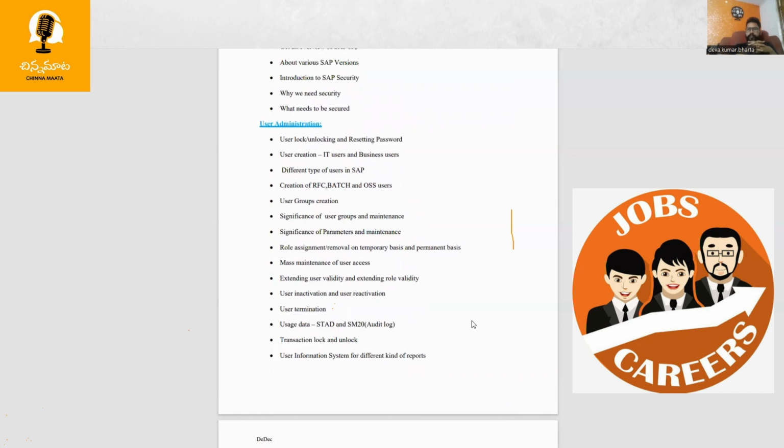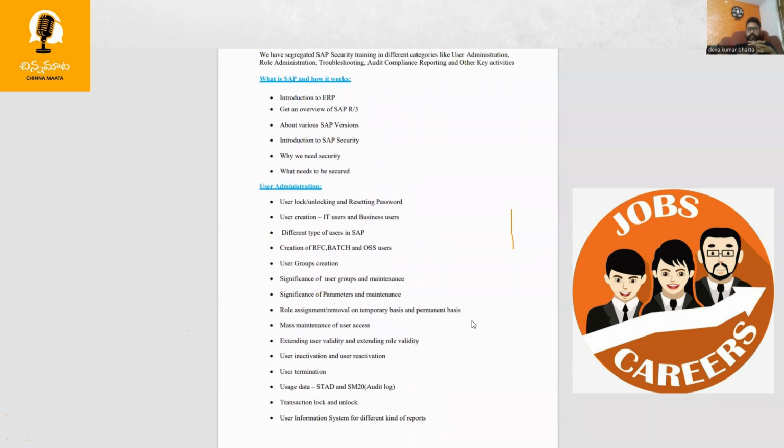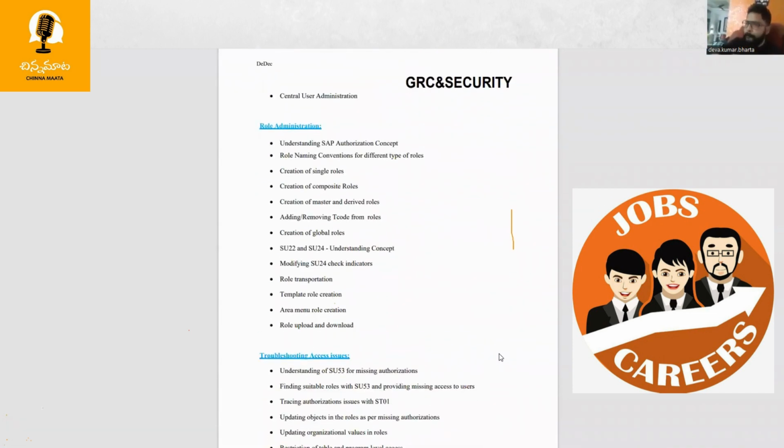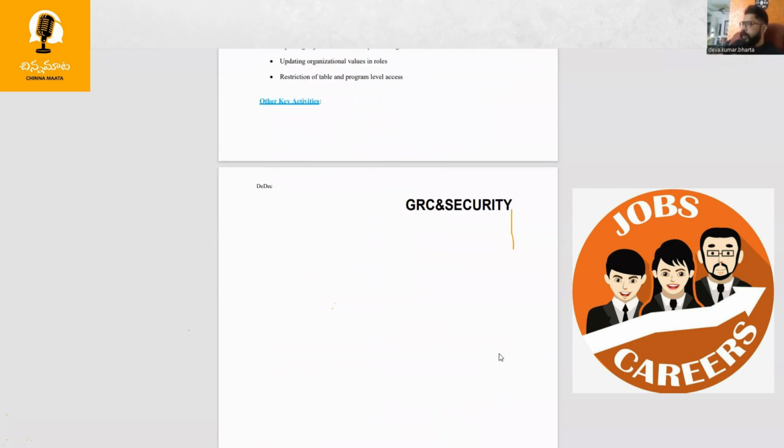Does it require any scripting or something? Your voice is very low. Can you talk a little louder? Does it require any scripting as part of security?